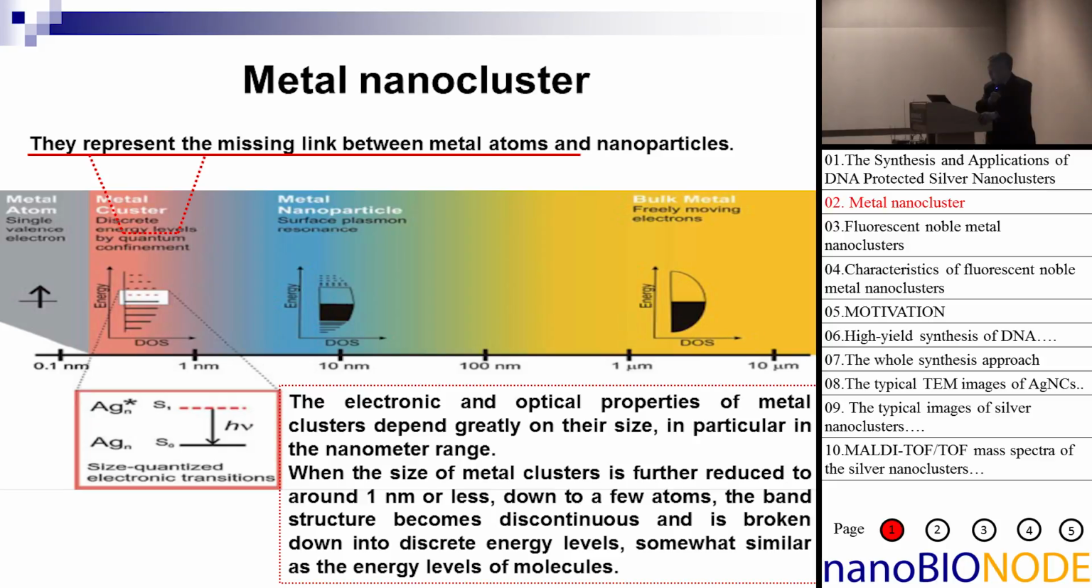The electronic and optical properties of metal clusters depend greatly on their size, in particular in the nanometer range. When the size of the metal cluster is further reduced to about 1 nanometer or less, down to a few atoms, the band structure becomes discontinuous and is broken down into discrete energy levels, somewhat similar to the energy levels of molecules.